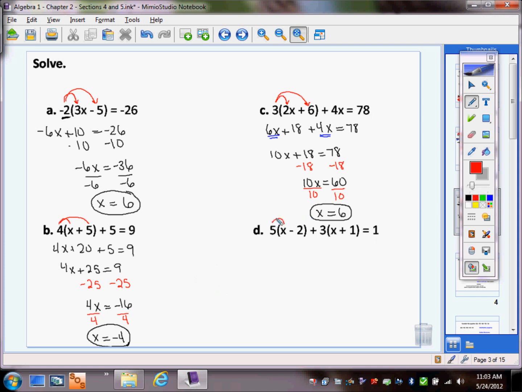And for my last, I've got two things to distribute in, the 5 and the 3. So 5x minus 10 plus 3x plus 3 is equal to 1. And this gives me two sets of like terms. 5x plus 3x is 8x, and then negative 10 plus 3 is negative 7. That equals 1. I add 7 to both sides. I get 8x equals 8. If 8x equals 8, what does x equal?